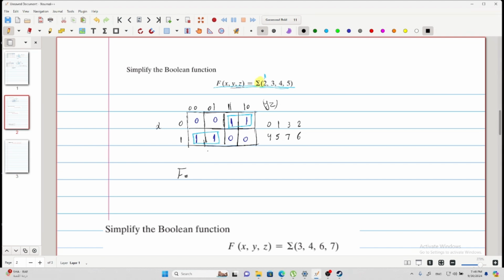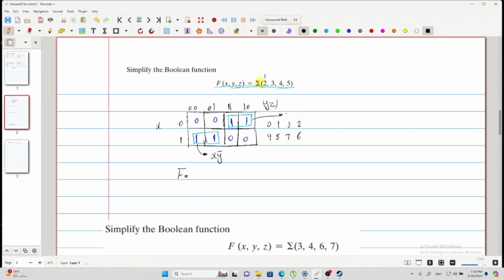Now we would like to write the function itself. So f will be equal to. First, write the expression for this group. Here x is constant. X is not changing along this row, which is x, just the variable itself because it's 1. And then you look at the one in the columns here. From this to this, the y is constant. Y is 0. However, the z is changing, from 0 to 1. So instead of y, because it's 0, we say it's y complement. And this is the expression for the first group.